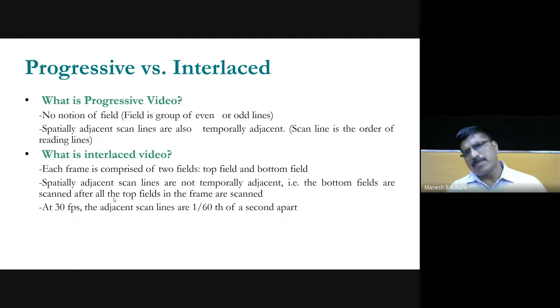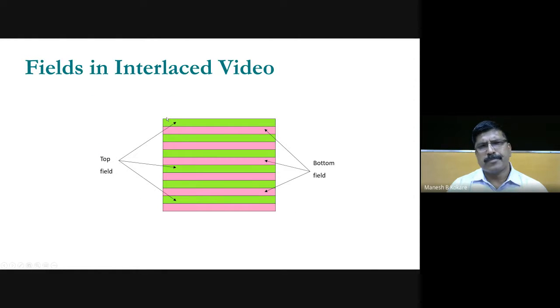Now there are two types of videos. In recording, two types of video recording are done. One is progressive video recording, and another one is interlaced video recording. See that in progressive video recording, every line is scanned, line by line, right?